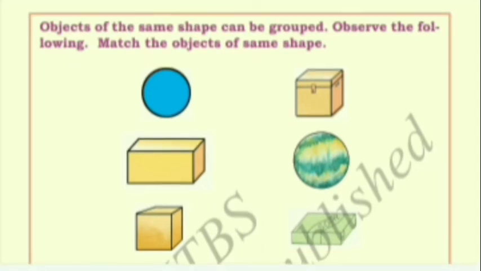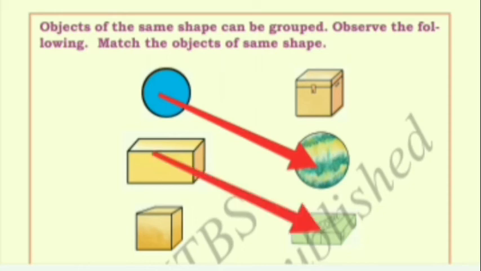Which object looks like a sphere? What is it? A box or a ball or a soap? Yes, it is a ball. So we will match sphere with ball. Like this only. Now we will match cuboid. Which shape looks like a cuboid? Yes, it is a soap. So we will match cuboid with soap.